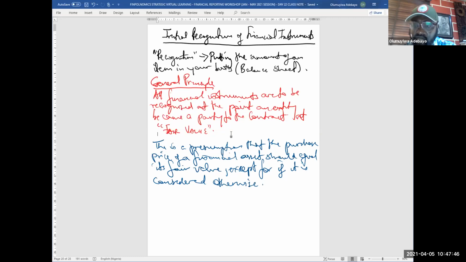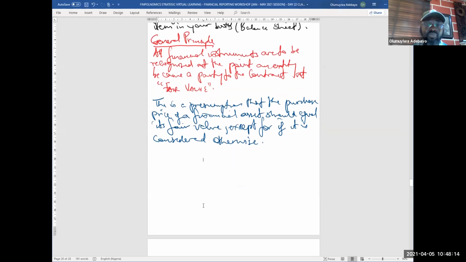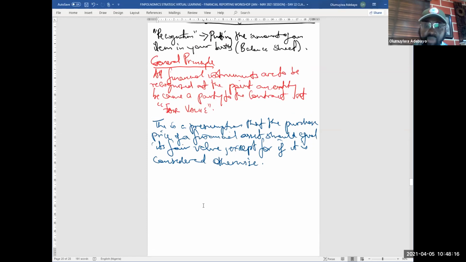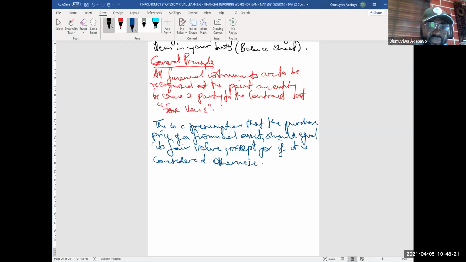Therefore, such situations can also warrant where the purchase price may not equal the fair value. But that is an exception. What we need to conclude first is that purchase price, except otherwise known, at the point of initial recognition, will be deemed to be the fair value. Okay, that is that. Now, there's a need for us to have an understanding of this.